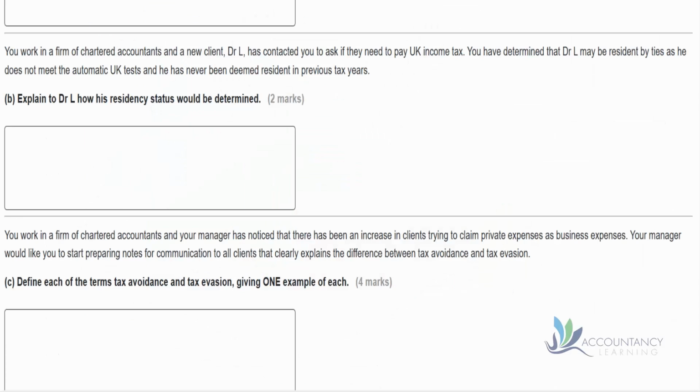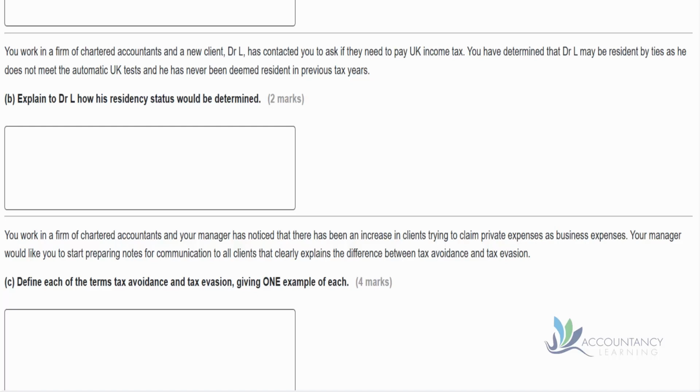Let's move on to Part B now. You work in a firm of chartered accountants and a new client, Dr. L, has contacted you to ask if they need to pay UK income tax. You've determined that Dr. L may be resident by ties as he does not meet the automatic UK tests and he has never been deemed resident in previous tax years.